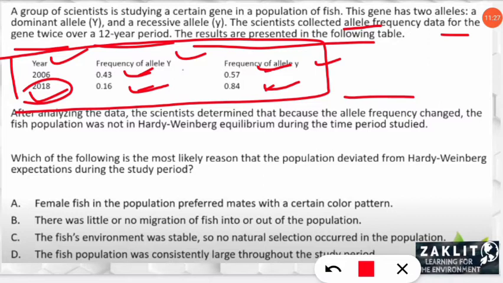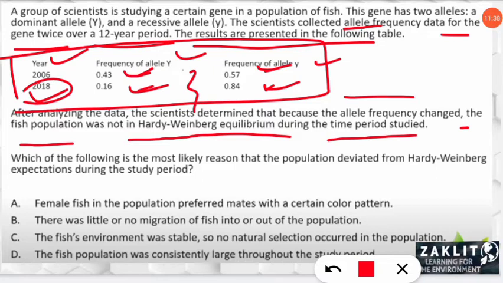The fish population was not in the Hardy-Weinberg equilibrium during the time period studied, because this frequency changed, which showed that it is not in the Hardy-Weinberg equilibrium. Because if it were under the Hardy-Weinberg equilibrium, every time the frequency would be the same for the recessive and the dominant allele. So that's the main point. You should note it down. If it is under Hardy-Weinberg equilibrium, then it will have the same frequency every time.